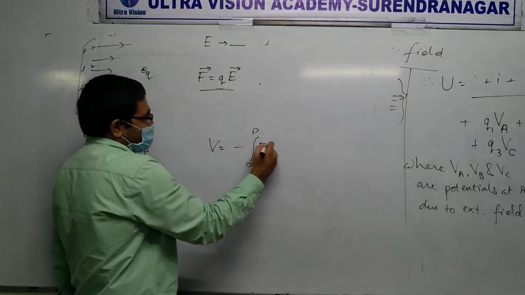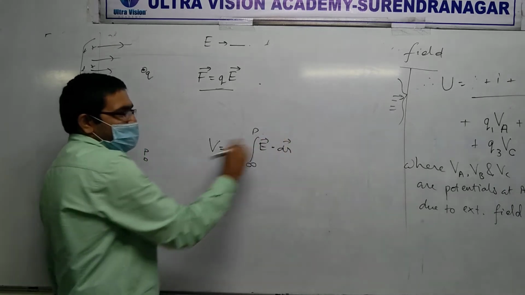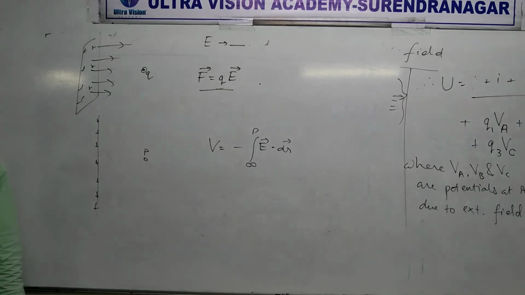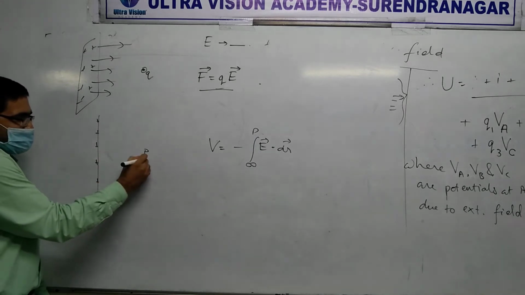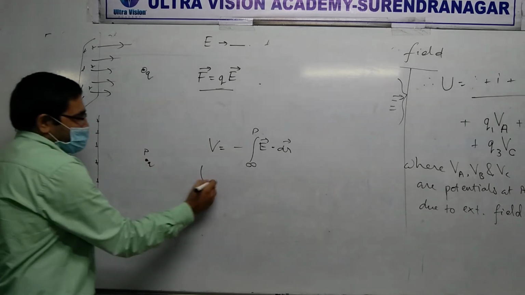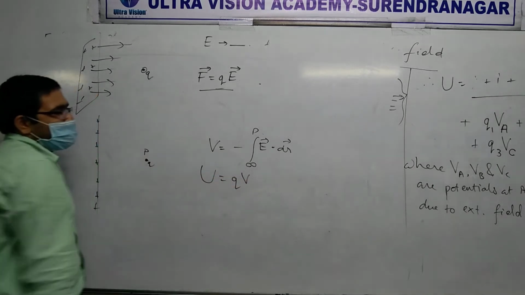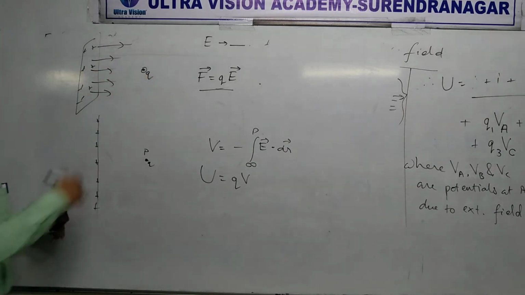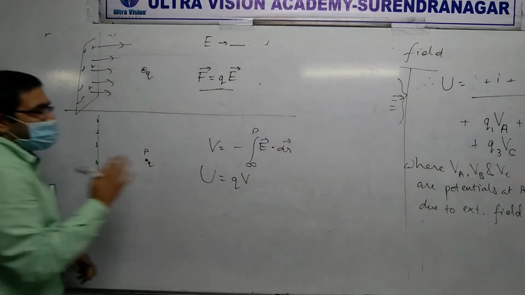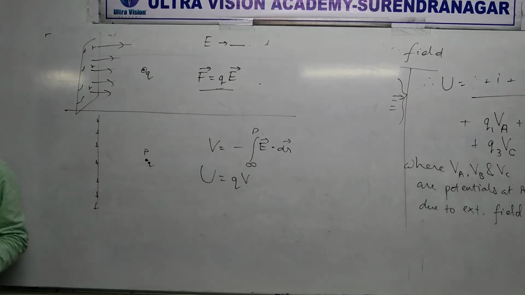Is that clear? So this way you can find V due to the other term. And now you bring that charge and put it here. So now if you want to find potential energy, then U will be equal to Q times V. Do you see similarities between these? Yes. The force, and below is potential energy. Clear?